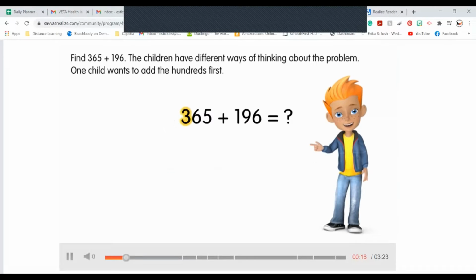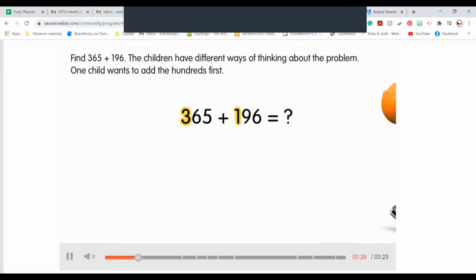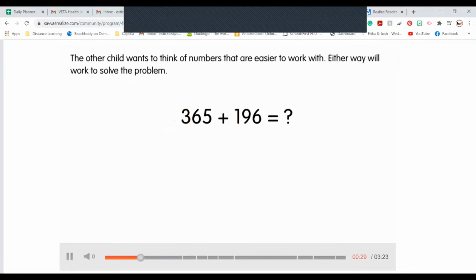Find 365 plus 196. The children have different ways of thinking about the problem. One child wants to add the hundreds first. The other child wants to think of numbers that are easier to work with. Either way will work to solve the problem.